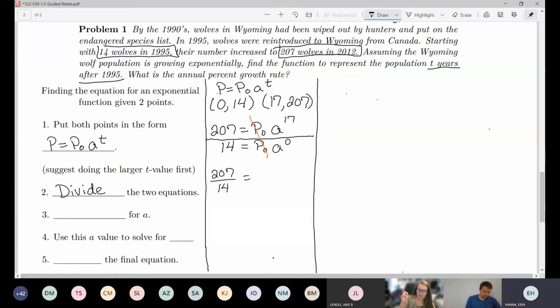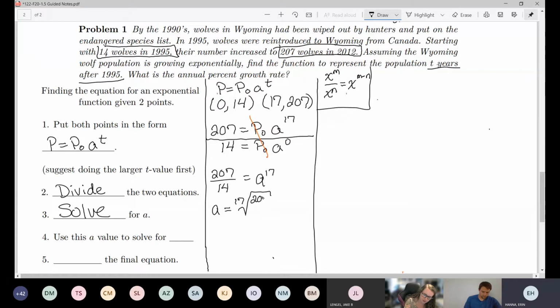And then a to the 17th divided by a to the 0 is going to be a to the 17th. Algebra reminder: if you have something with the same base and you're dividing them, you subtract their exponents. So 17 minus 0 is 17. And then you're going to solve for a. So here we need to take the 17th root of this 207 divided by 14.